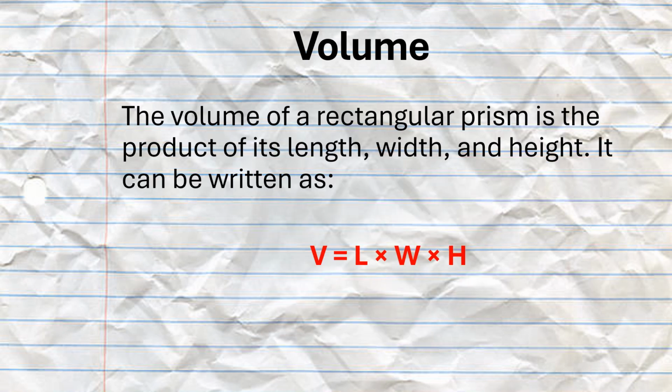The volume of the rectangular prism is the product of its length, width, and height, and it can be written as V equals L times W times H, where L represents the length, W represents the width, and H represents the height. Similar to that of a cube, the volume of a rectangular prism is measured in cubic units.